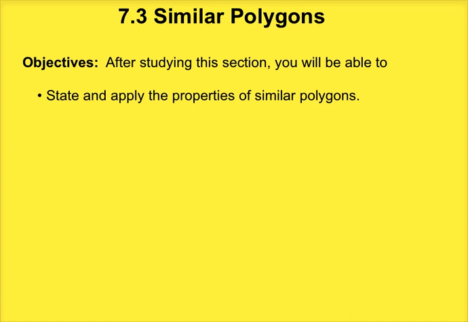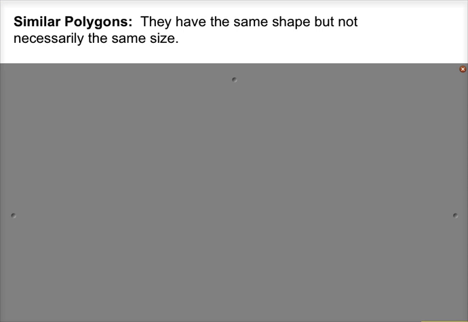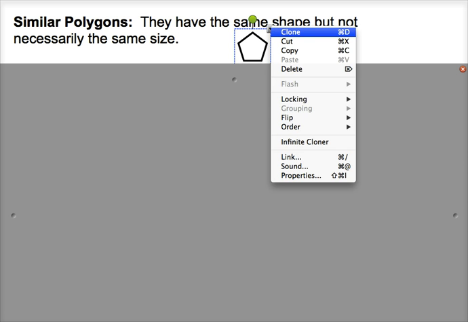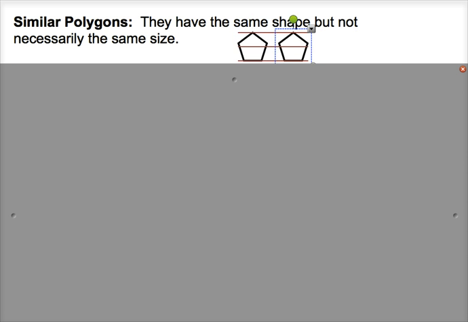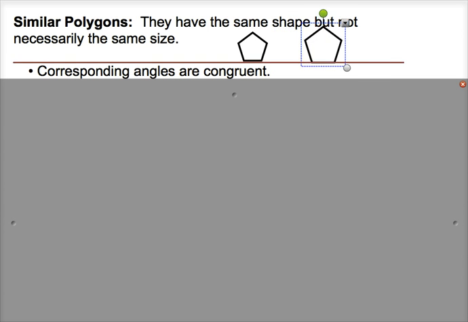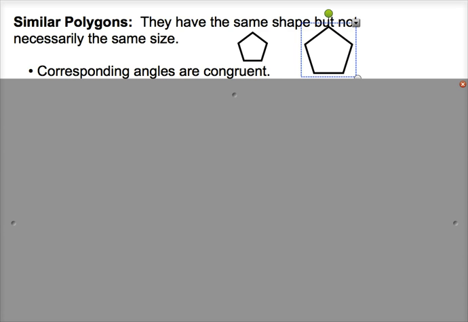The objective for similar polygons. After studying this section, you'll be able to state and apply the properties of similar polygons. Similar polygons have the same shape, but not necessarily the same size. So if I draw a shape, here's a pentagon. If I had an exact copy of it, they would be congruent. But similar just means it's the same relative shape, but it might be a different size. So the angles are still all the same, but now it's larger than before.